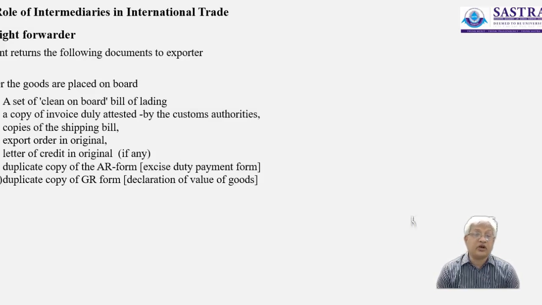There's a duplicate copy of the excise duty payment which is paid, and a duplicate copy of what we call a GR form. These are all related to India. AR form and GR form are necessary documents. One is excise duty, the other is the value of the goods. Both are submitted.